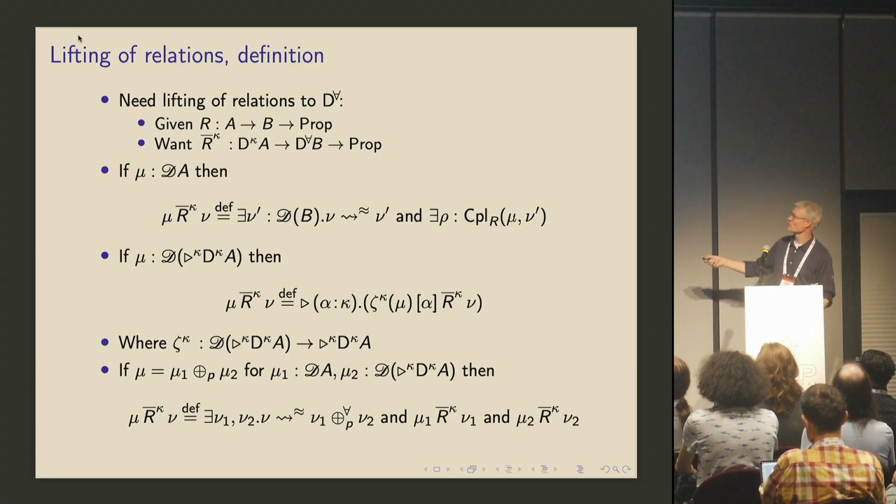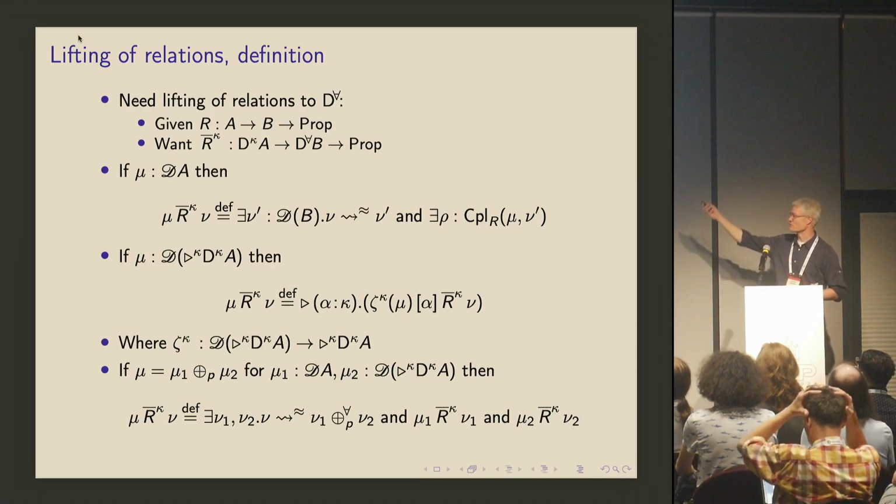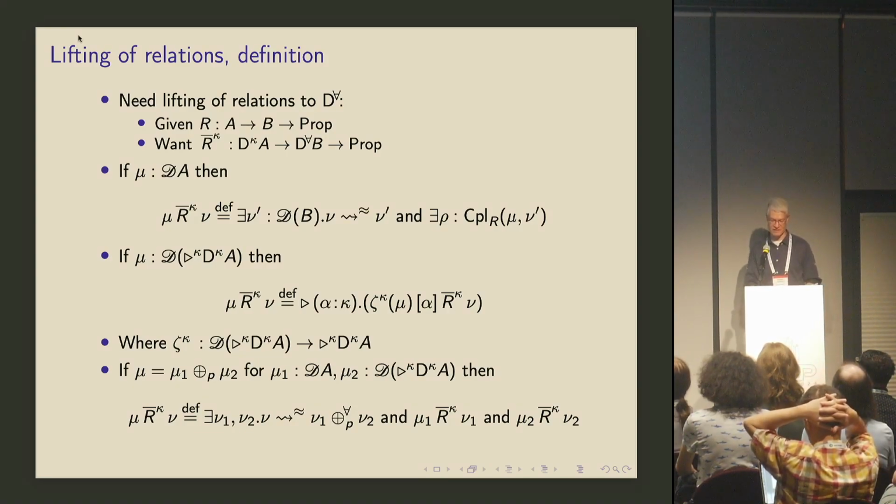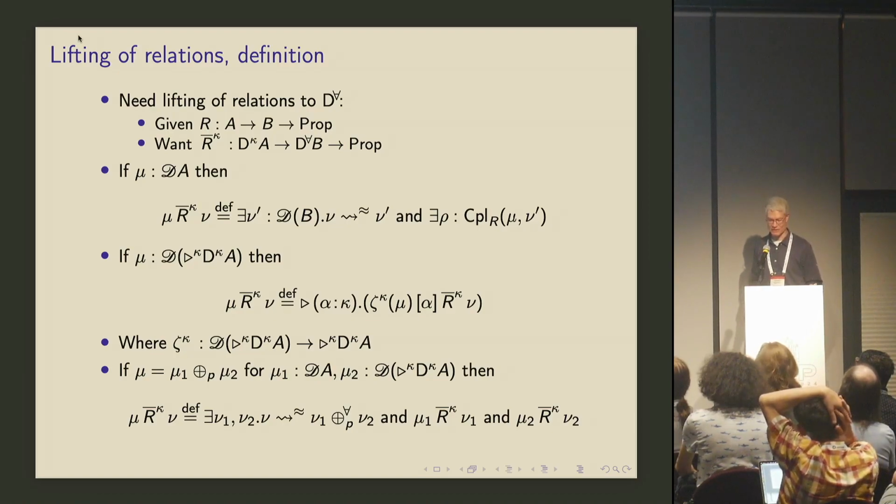And then there's a case where mu is a combination of the two, and I require that mu also twiddles to a combination, and that you can do, for each one of them, this relation up here. Okay, so this was very quick. This is probably the main technical contribution of that paper.